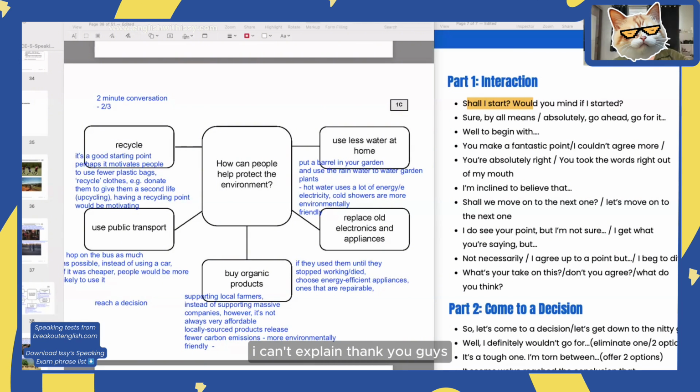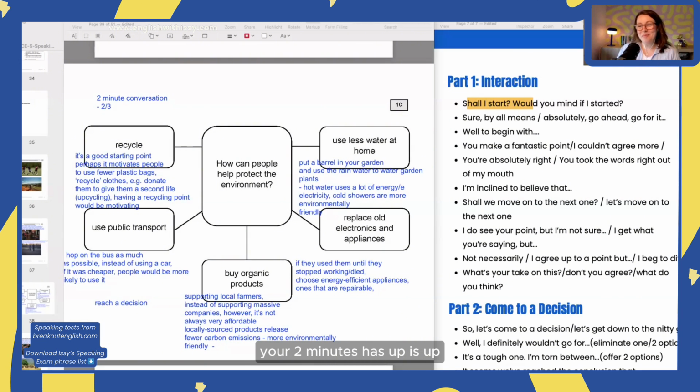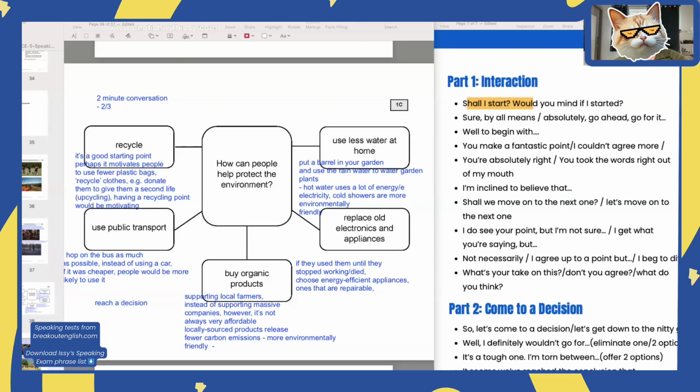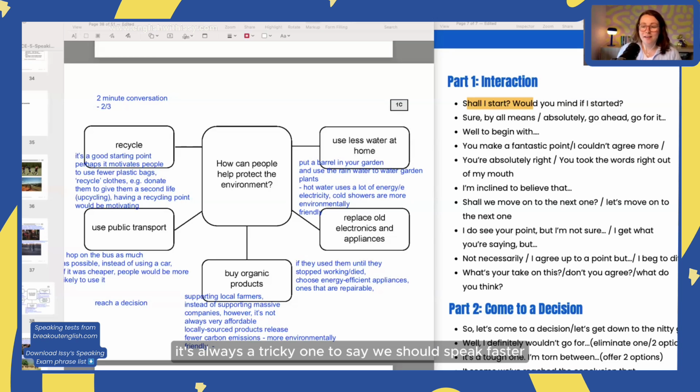Thank you. Guys, your 2 minutes is up. It flew by really quickly. So, what did you think about your answer? What did you do well, and what could be improved? We should probably be faster. Yeah, it's always a tricky one to say we should speak faster because in another language, people speak at the speed they do, until they get more and more comfortable.